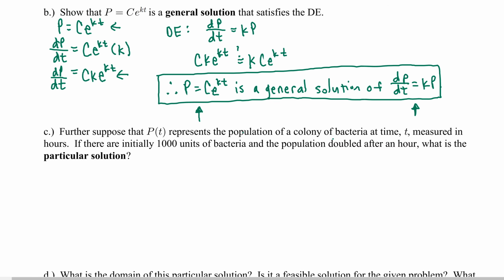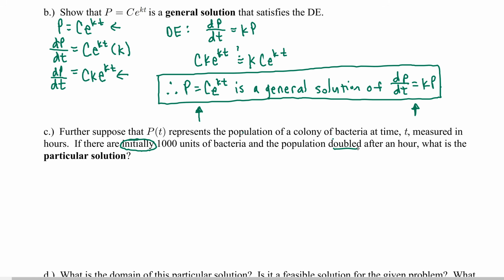So, C, further suppose that P of t represents the population of a colony of bacteria at time t. So instead of a population of people, we're looking at a population of bacteria at time t. Time is measured in hours. If there are initially, here is the initial condition, 1,000 units of bacteria, and the population doubled after an hour, what is the particular solution?